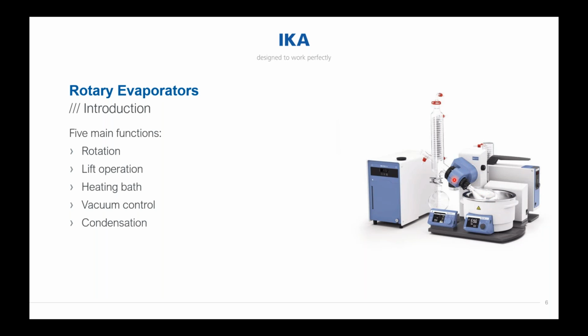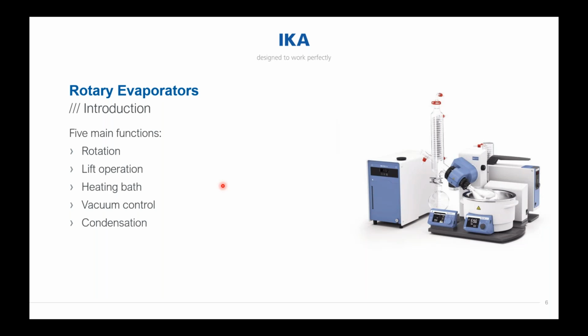We also have a lift operation, so you can just move this lift up and down, to get the evaporating flask inside the heating bath or to get it out of the heating bath. Of course, very important is the heating bath itself, so always to have a constant temperature, that's very important, and of course the vacuum control. So we have to control the vacuum to get this boiling point decrease and to get a nice evaporation and condensation on the other side. So that's the 5th function of the evaporator.